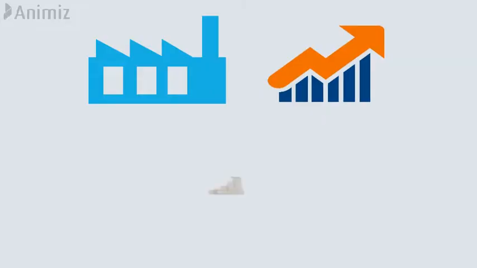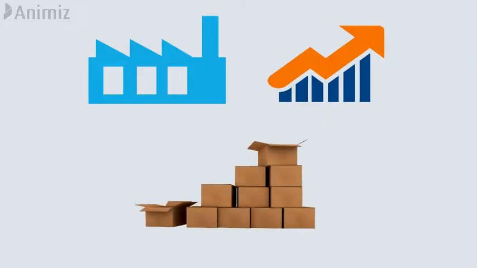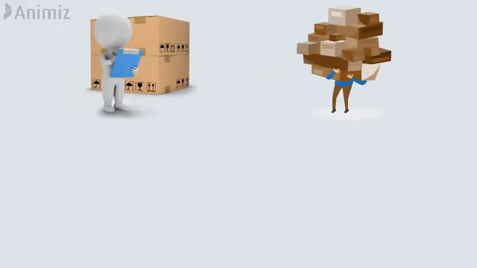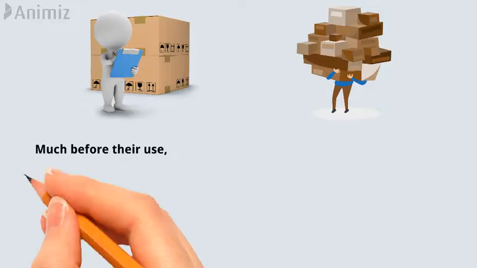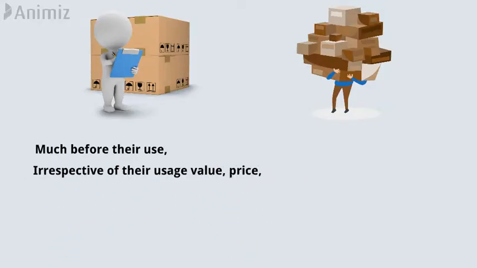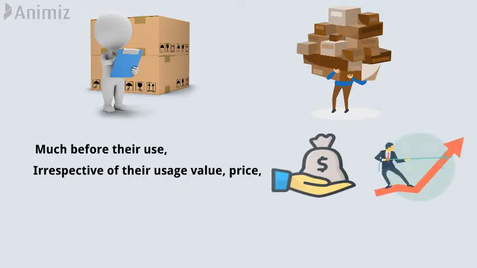In this video you are going to learn ABC analysis. As the size of the industry increases, the number of inventory items to be purchased and taken care of also increases. Purchasing and controlling all items in bulk at a time and much before their use, irrespective of their usage value and price, involves a lot of money and effort, therefore it is uneconomical.